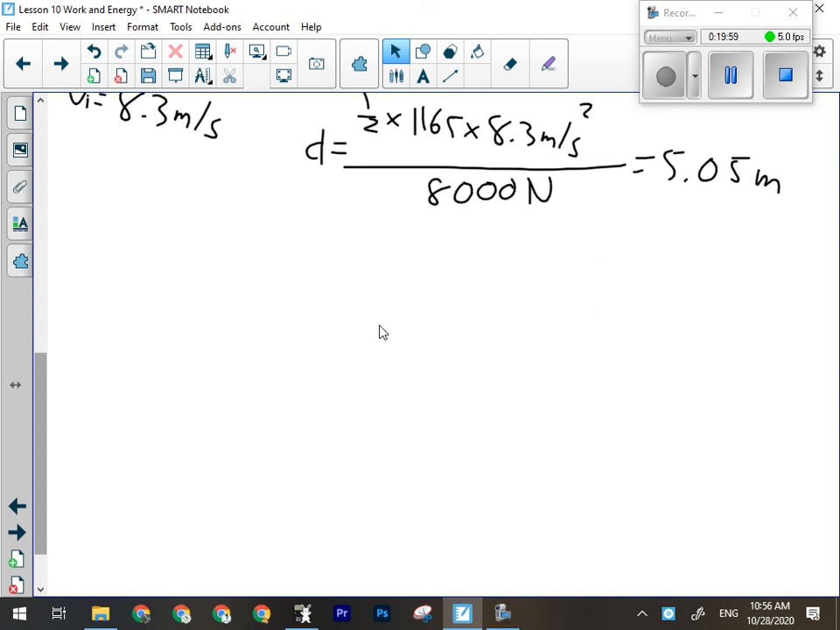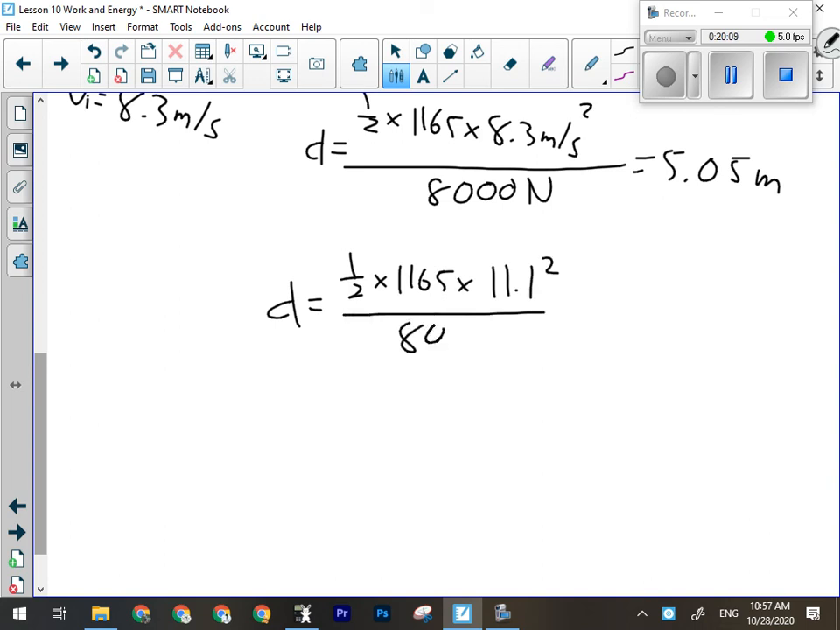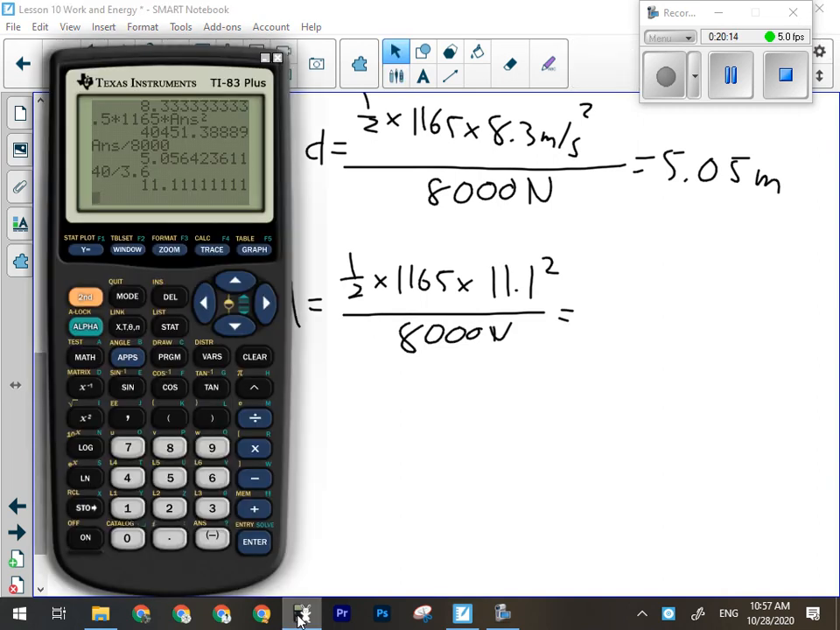all right, so 11.1. So now I do this same formula, same car, 1,165 kilograms, but now it's times 11.1 squared. Same car, so same braking force, 8,000 newtons. Watch what happens to my stopping distance. Okay, so I'm going to have 0.5 times 1,165 times my answer squared, divided by 8,000. It's 9 meters now. Okay, it nearly doubles.